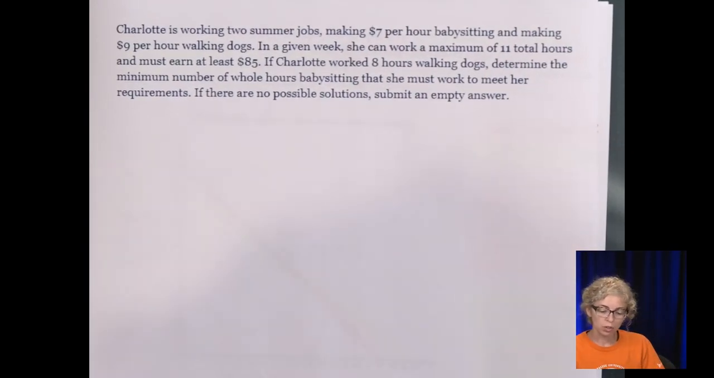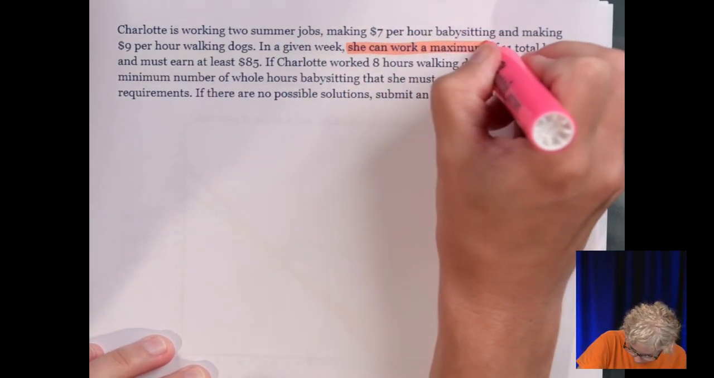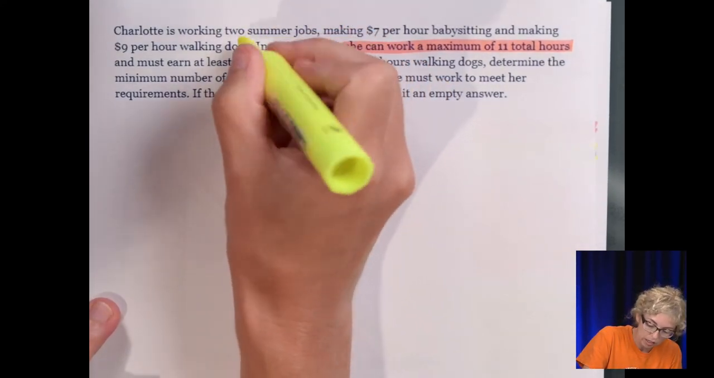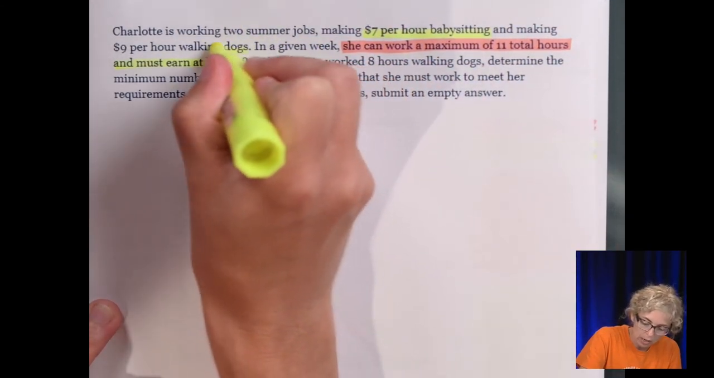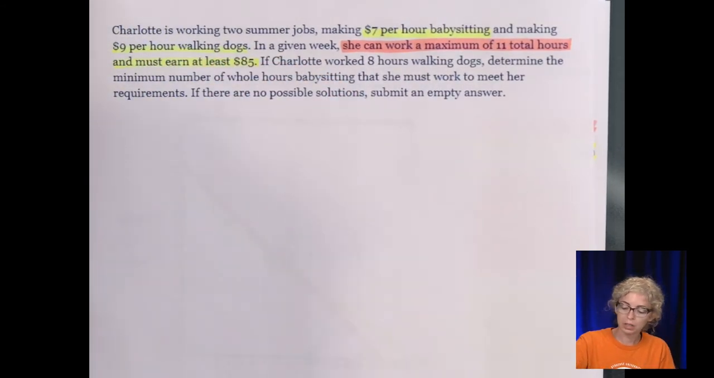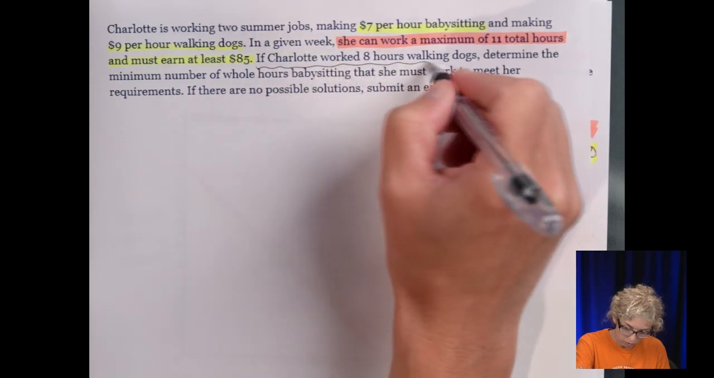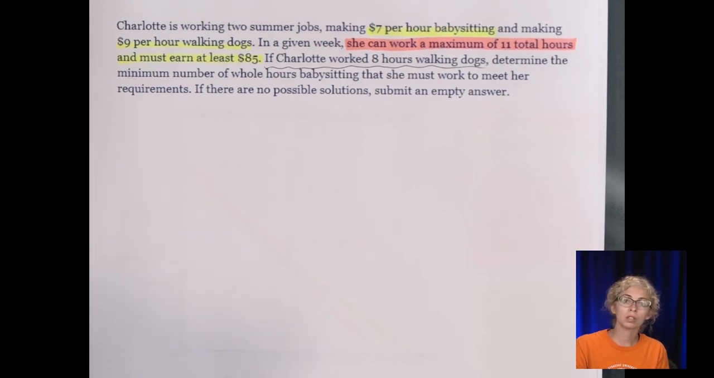Just a couple more. Two more, I think. All right. So this one says Charlotte is working two summer jobs, making $7 per hour babysitting and $9 for walking dogs. In a given week, she can work a maximum. So because of the word maximum, we're going to have an inequality. She can only work at most or a maximum of 11 hours, and she has to earn at least $85. And how is she earning the money? $7 per hour babysitting, and $9 per hour walking dogs. So if Charlotte worked 8 hours walking dogs, determine the minimum number of whole hours babysitting she must work in order to meet her requirements. If there are no possible solutions, submit an empty answer.